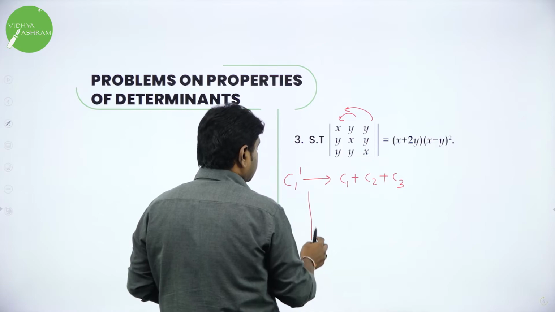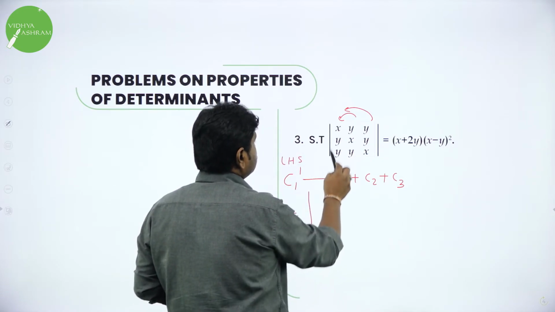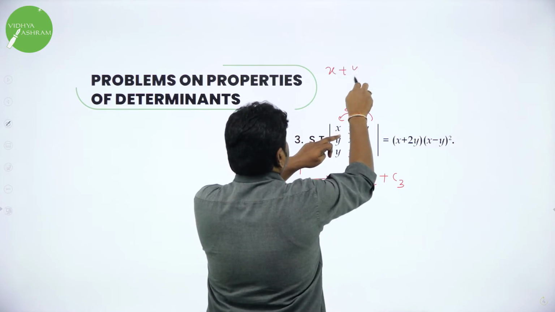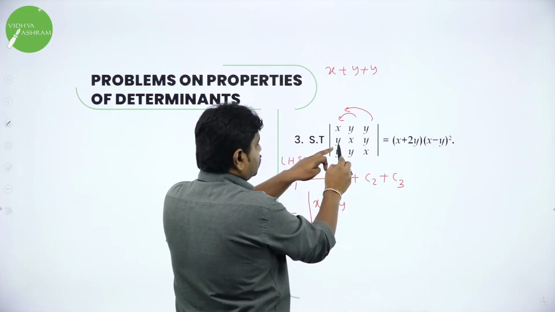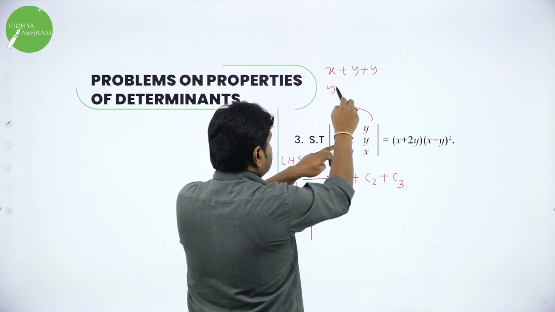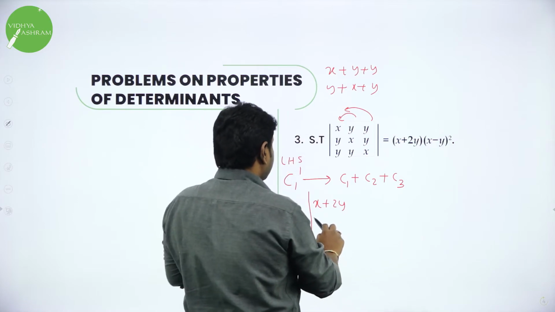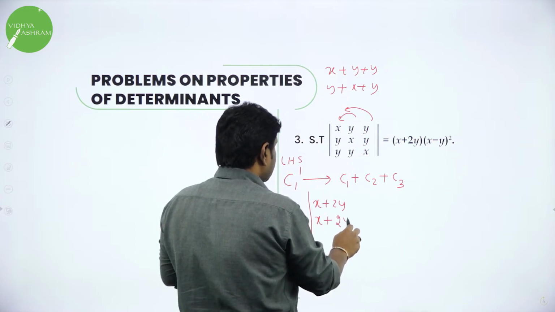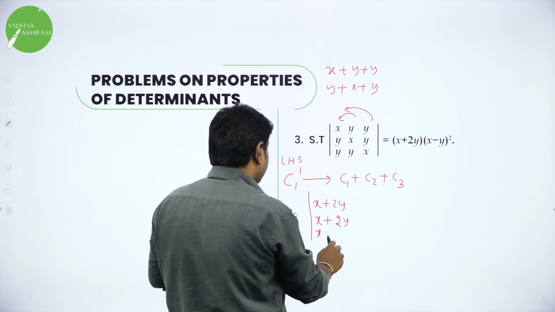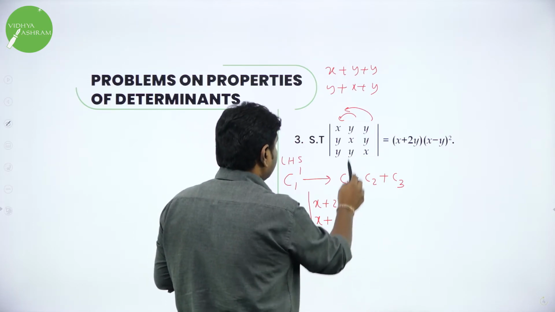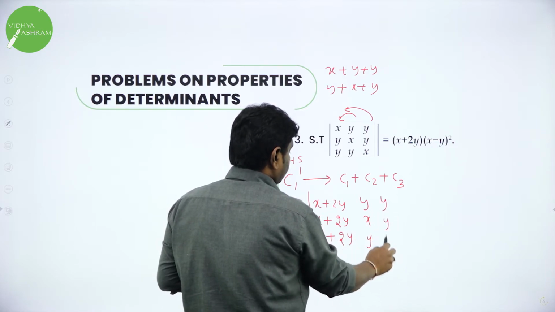So in the LHS I am performing this. For the first entry, x plus y plus y is x plus 2y. Next, y plus x plus y, that is again x plus 2y. Then y plus y plus x, that is also x plus 2y. The remaining columns you retain as they are: y x y, y y x.